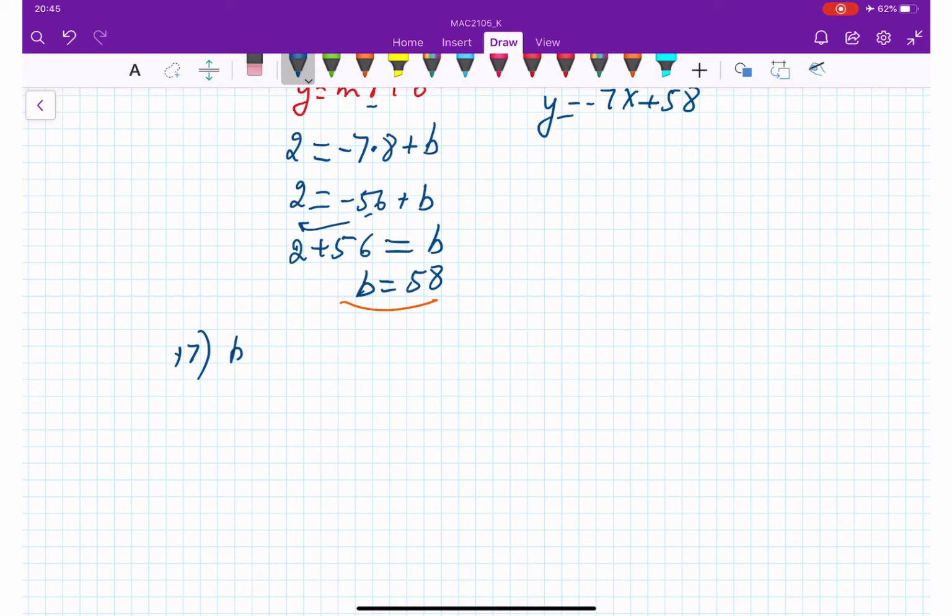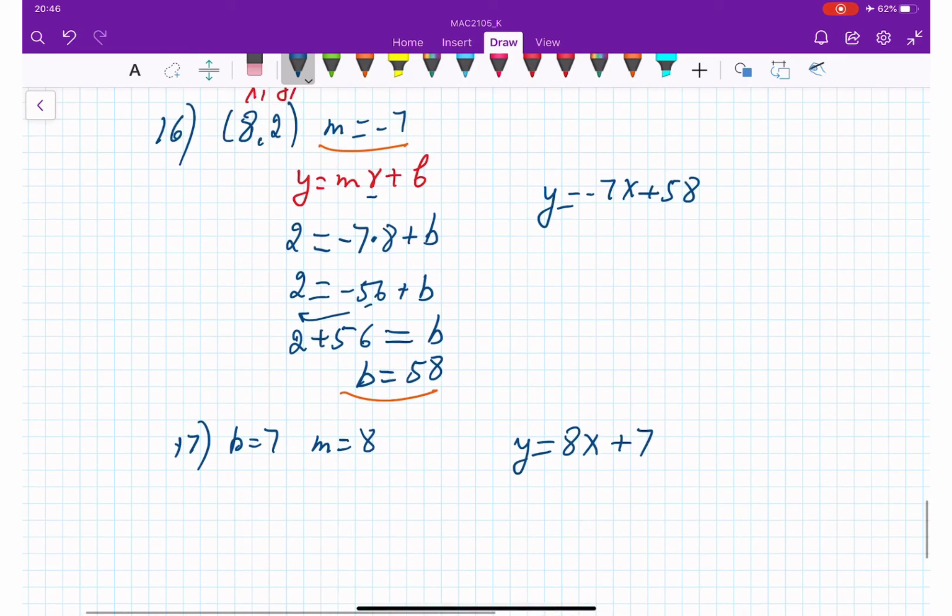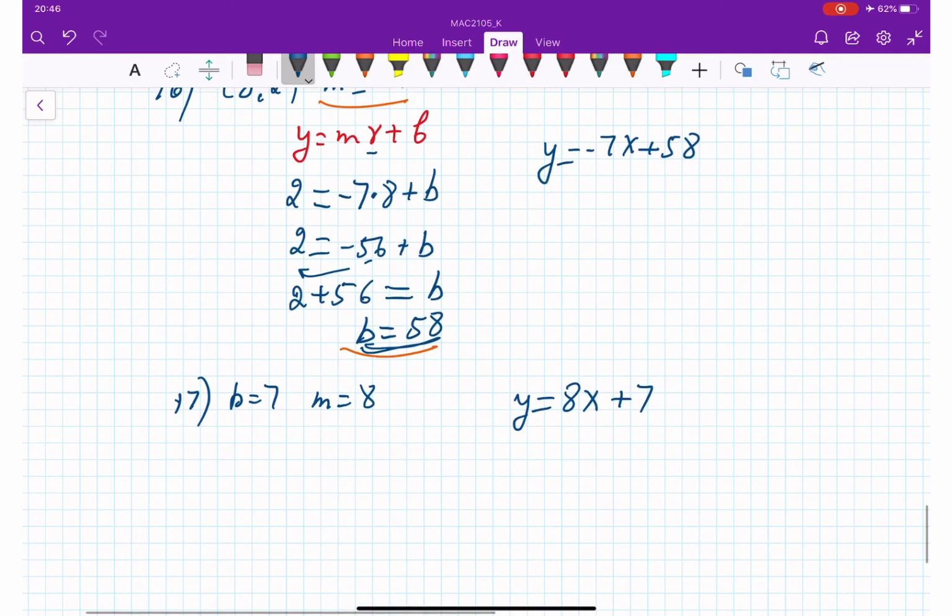b is equal to 7, m is equal to 8. So we need to write the equation. Couldn't be easier. These two values we have. So y is equal, m is 8, so it's going to be 8x, b is 7, so put 7. The same way, we didn't have b, so we did this calculation for b. So here we are given b, we just plug in numbers, that's all.